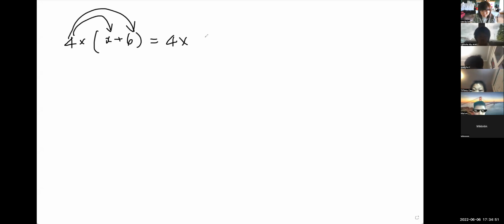Very solid foundation. So before we do that, everybody, I want you to take a look at this one, okay? So we have learned 4 times x plus 6 equals 4x plus 24, correct? Okay, so we also have a half times x plus 6 equals what, Tiffany?